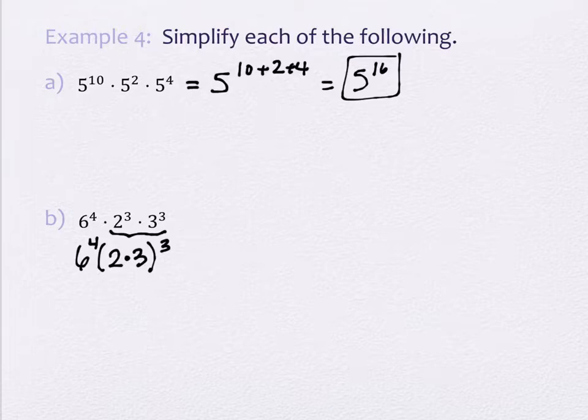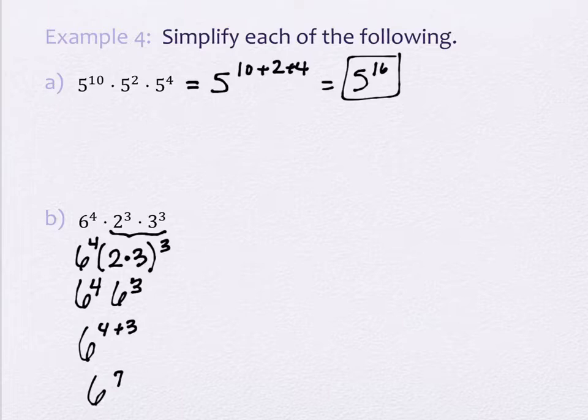Sorry about that. And then what do you notice happens when you multiply 2 times 3? You get a 6. So now you have 6 to the 4th and you have 6 cubed. Do the bases now match? Indeed. So what can I do next? Add the exponents. Yes, I can add the exponents, so I get 6 to the 7th. So this is one way of doing this problem.